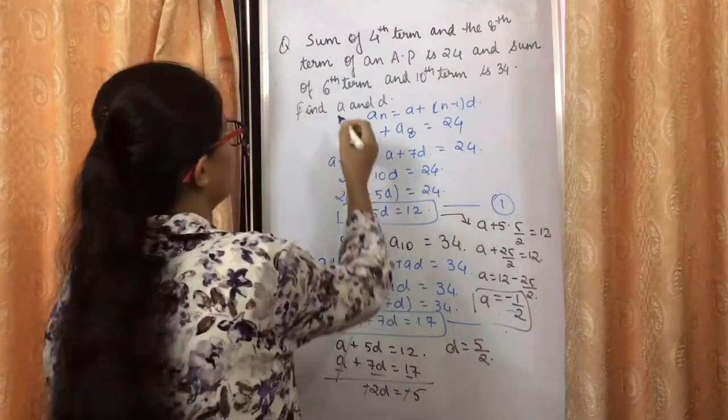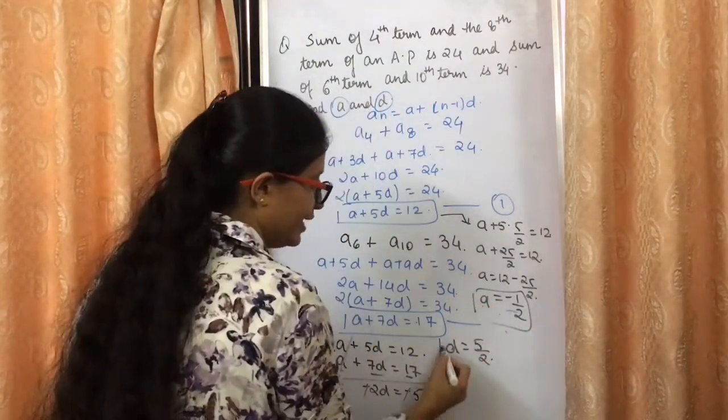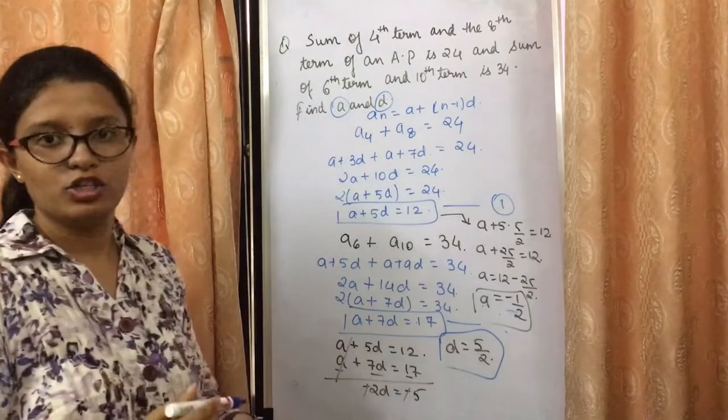Series बन गई, क्या पूछा था? A and D पूछा था. So we have taken out A as minus half and D as 5 by 2.